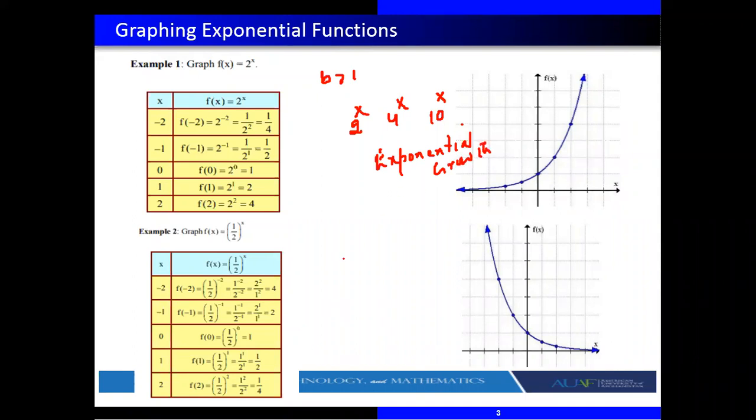Okay, when the base is less than 1, like 0.5 power x, or you can say 1 over 2 power x, then this function is decreasing, and this function is then called what? Exponential decay.